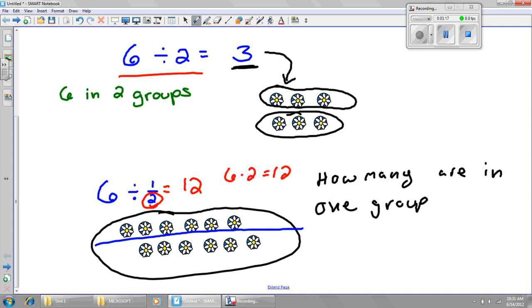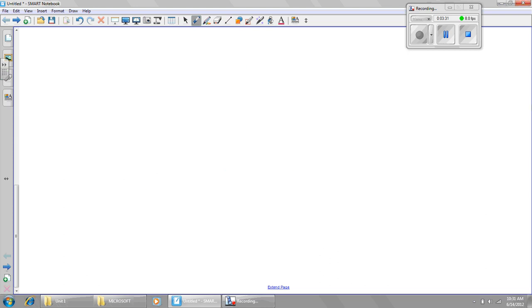So you see, to divide by a fraction, we change the problem to multiplication, and then we use the reciprocal of the fraction. Now, some of you are going, how is 1/2 the reciprocal of 2? Because it's 2/1, right? Now let's try a couple practice ones with this.